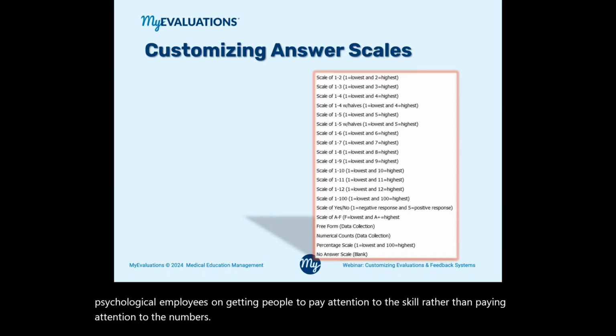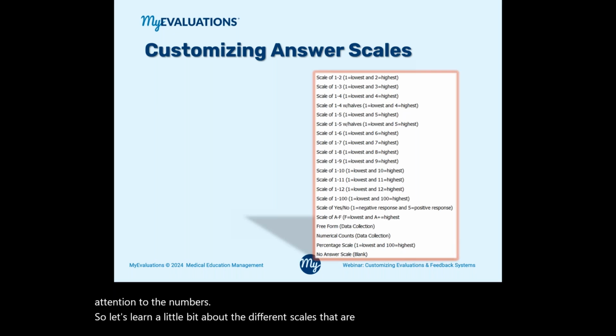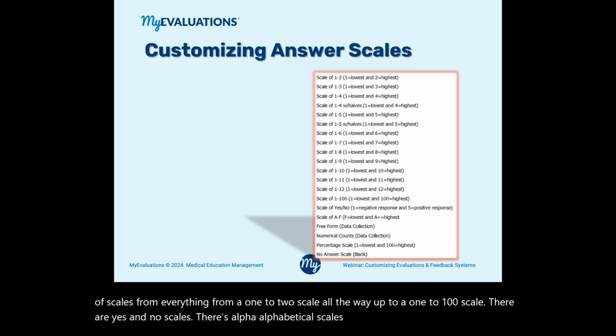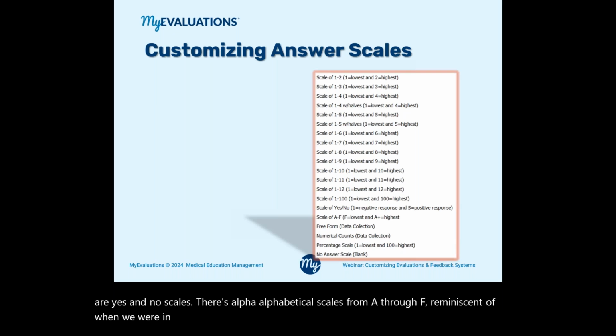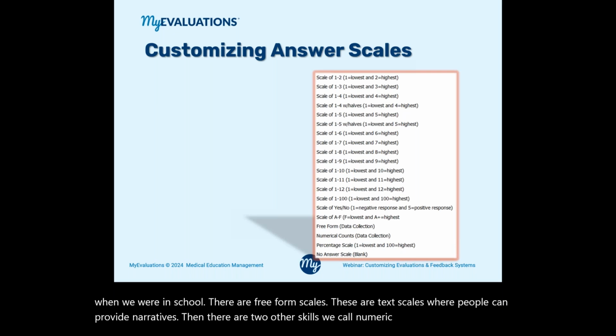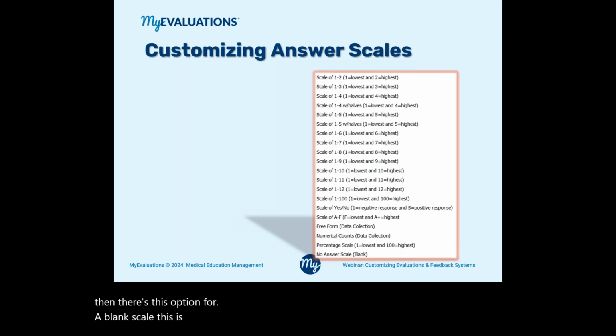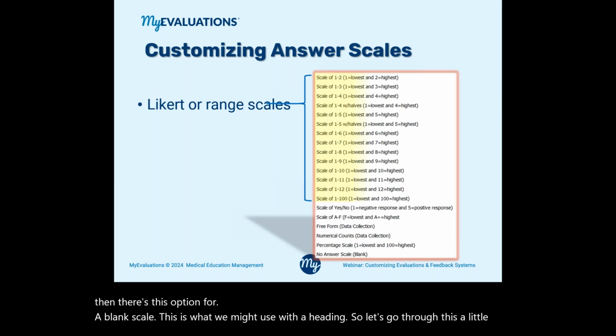So let's learn a little bit about the different scales that are available. So we offer a cacophony of scales, from everything from a 1 to 2 scale all the way up to a 1 to 100 scale. There are yes and no scales. There's alphabetical scales from A through F, reminiscent of when we were in school. There are free form scales. These are text scales where people can provide narratives. Then there are 2 other scales we call numeric and percentage scales. And then there's this option for a blank scale. This is what we might use with a heading. So let's go through this a little bit and become a little bit familiar.